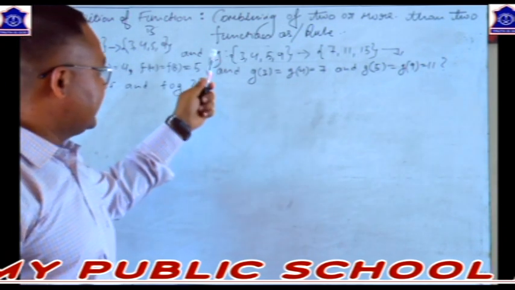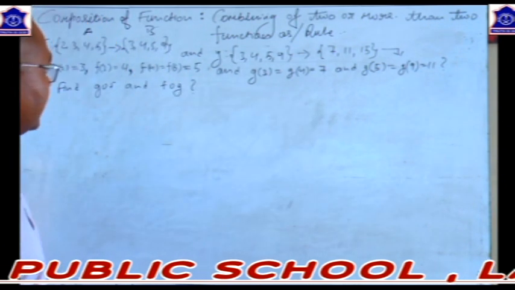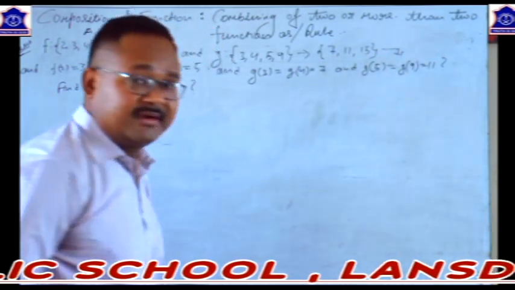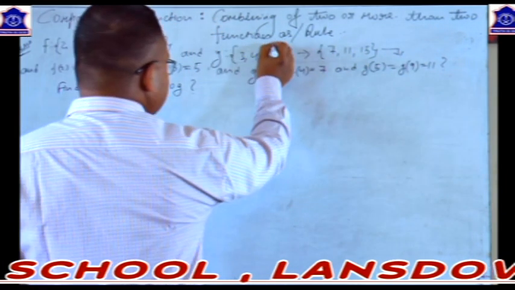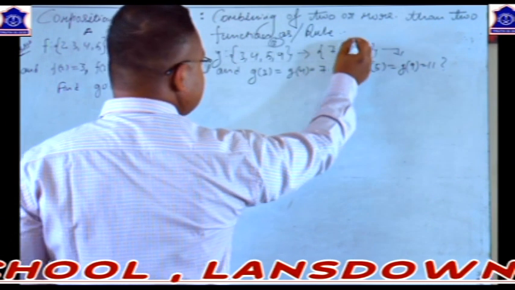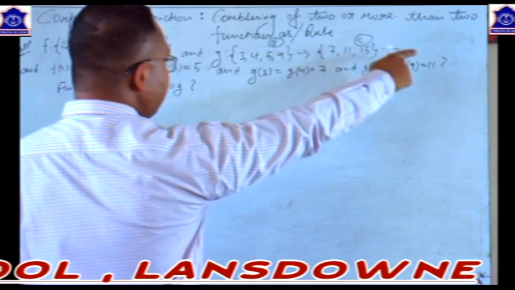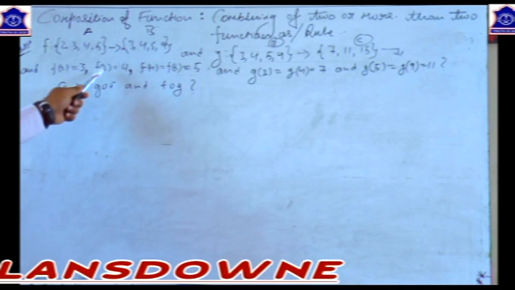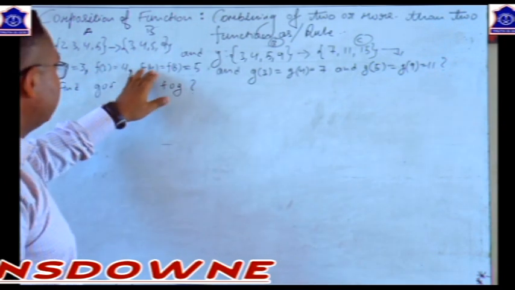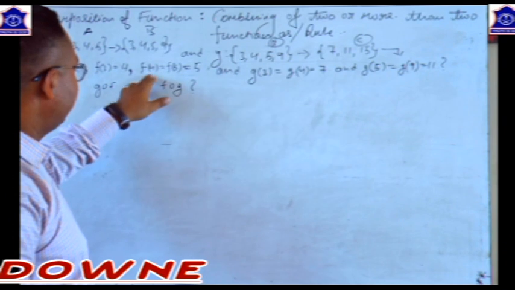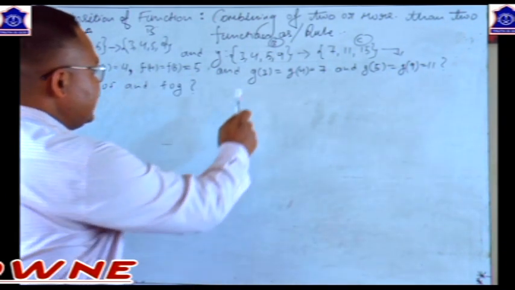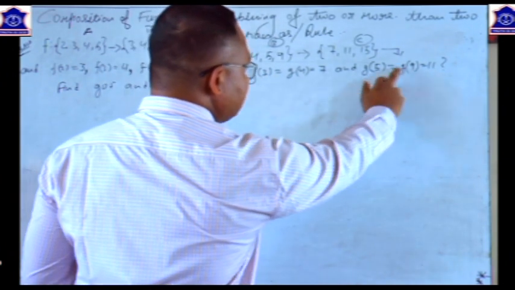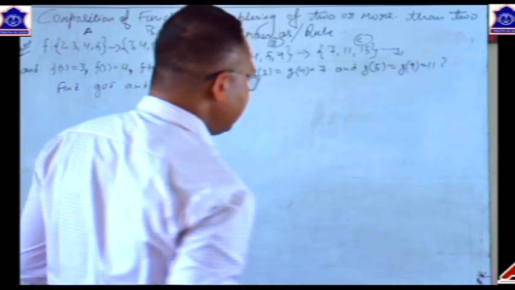And let us consider another function given to you, g, from 3, 4, 5, 9 to a set which contains elements 7, 11 and 15. So let us consider that this set is B and this set is C. So g is a function from B to C, and it is given that f2 equals 3, f3 equals 4, and f4 equals f5 equals 5, which means the value of f4 and f5 is 5. And g3 equals g4 equals 7, and g5 equals g9 equals 11.